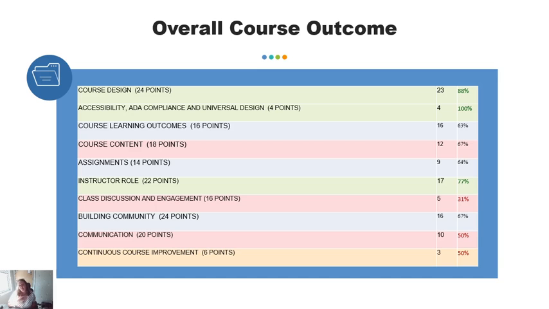So now let's talk about the best parts of LDT 300 design, as well as some of the areas that need improvement. The continuous course improvement only scored 50%, as you can see here in orange, but I didn't feel that I had enough information to make an informed decision in this particular area, so I did not add it to the must be improved section.